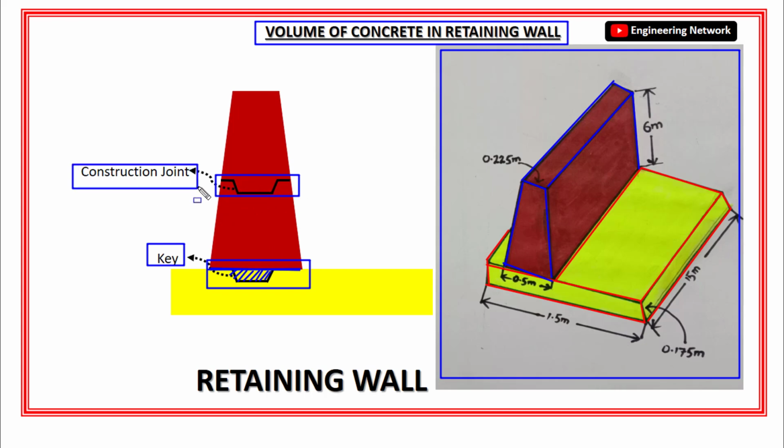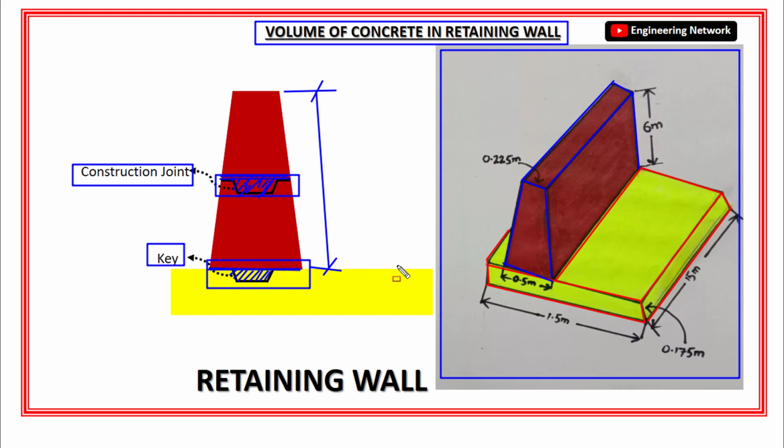Okay? The second thing you will see in the stem of the retaining wall is called the construction joint. Now the function of this construction joint here in the retaining wall is it increases the strength of the stem because mostly the height of stem is 6 meter or more than 6 meter. So for such height, we provide construction joint in the middle of the stem. Okay? So these are the technical terms in the retaining wall that are commonly used.